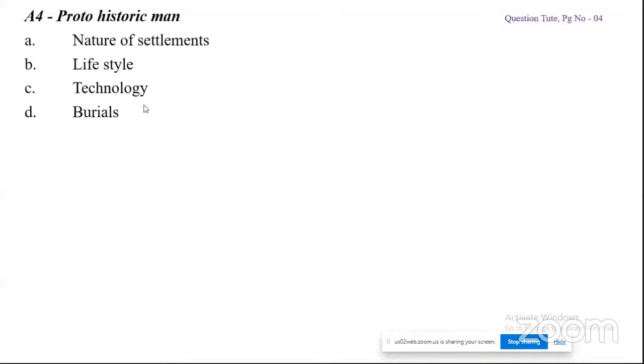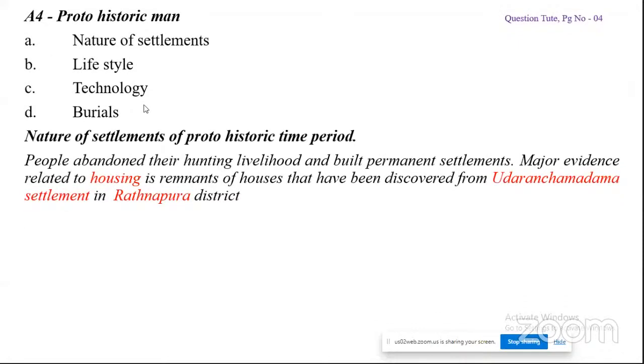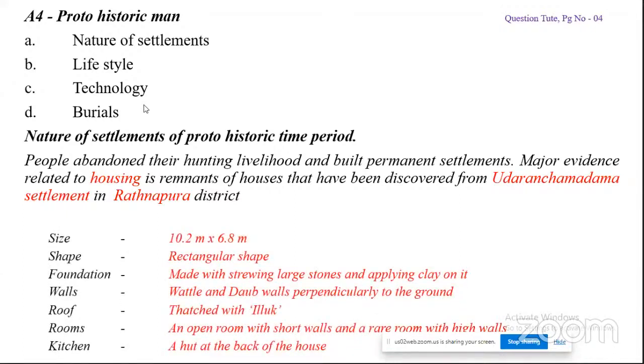Proto-historic man. So in proto-historic man, nature of the settlements of the proto-historic period. Here's the second question, right? People abandoned their hunting livelihood and built permanent settlements. Major evidence related to housing is remnants of houses that have been discovered from Mudaranchamadam settlement in Ratnapura district. Now here you can see the structure of that found house, size 10.2 meters by 6.8 meters. This is the size of the found house. You can't say every house is this size, but the structure was the same.